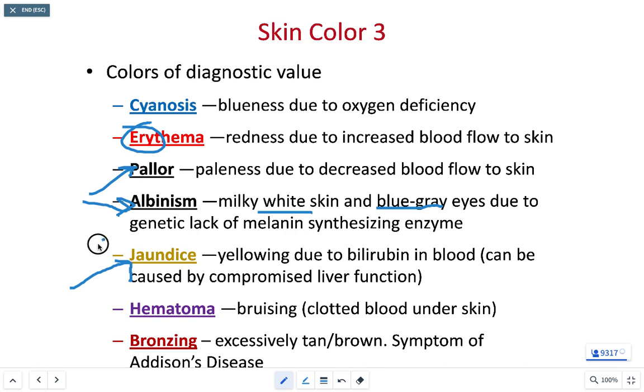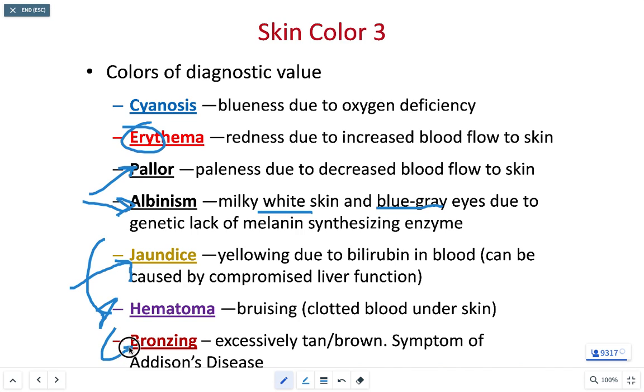We also could have purple or blue or yellow. I really should go almost like a rainbow font for the hematoma, because a hematoma is a bruise, and bruises will be purple, red, yellow, green. There'll be all kinds of colors as those subdural hematomas are processed. And then finally we have bronzing.